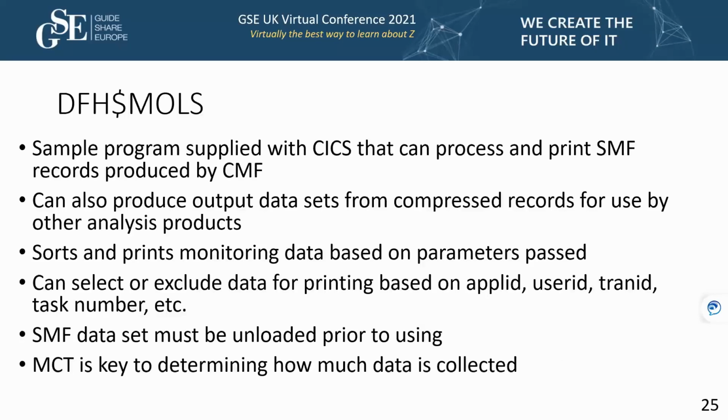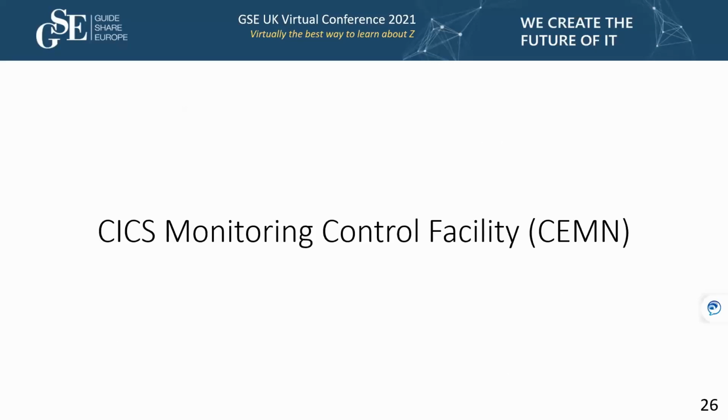So how do you process the data? Well, IBM provides a free sample program called DFH$MOLS that can be used to process the SMF data once it's offloaded, right? It'll allow you to sort and print the data. You can select or exclude data based on APPLID, user ID, and Tran ID. It's fairly simplistic, but if you're a small shop, it does the job, right? MCT is key to determining how much data is physically collected again.